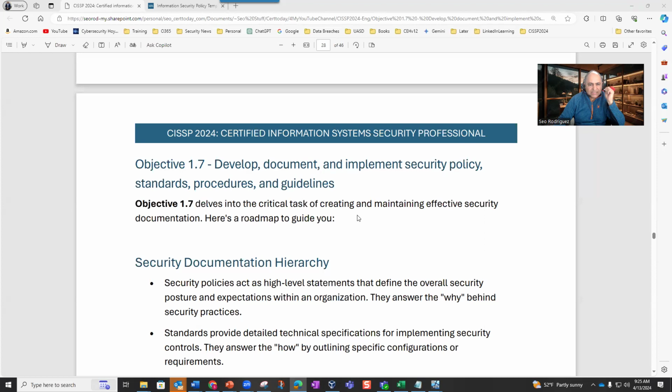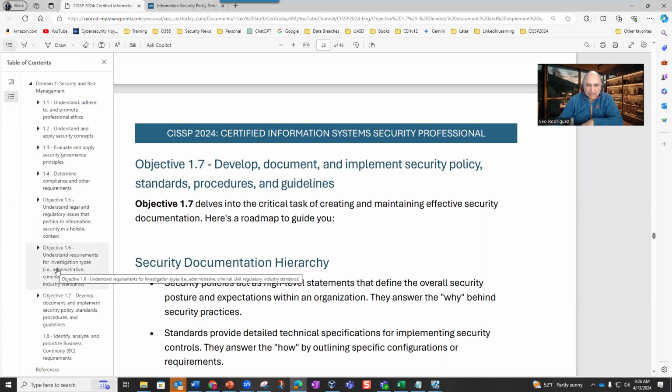Objective 1.7: develop, document, and implement security policy, standards, procedures, and guidelines. So again, in objective 1.7 of this study guide for the CISSP, objective 1.7 delves into the critical task of creating and maintaining effective security documentation.